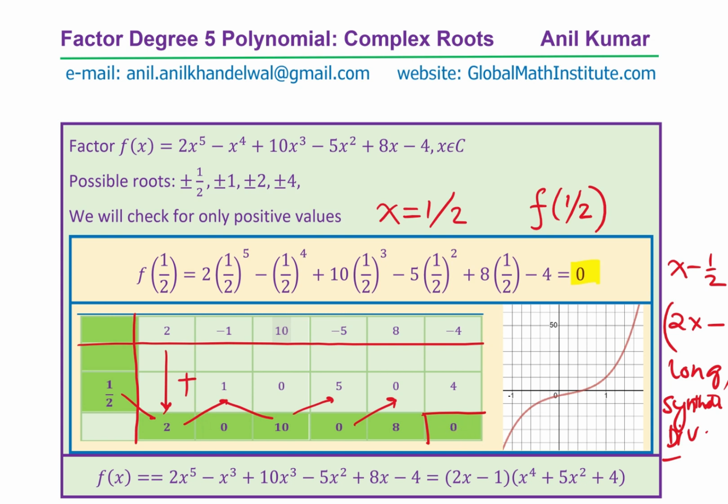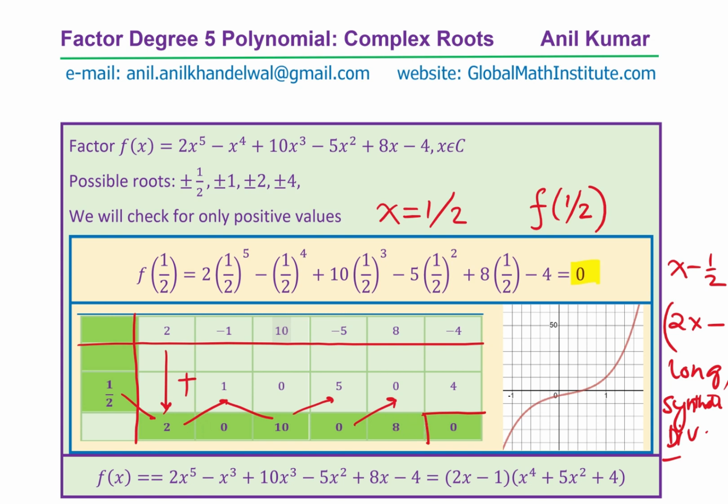Perfect. So what do we get here? We get the coefficients for a quartic equation, right? Now, so that becomes the coefficient of quartic equation. Since our actual factor is 2 times x minus half, we have to divide all these coefficients by 2. So half of these values has been taken.